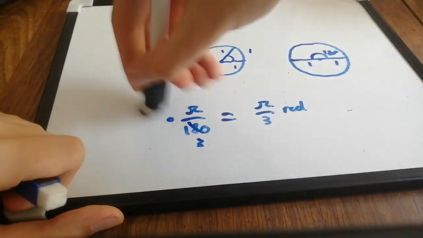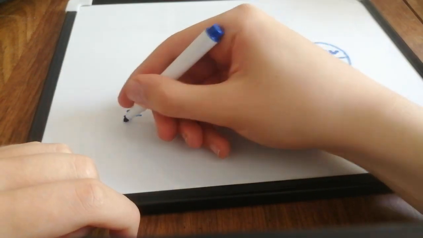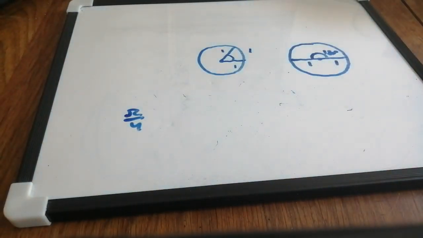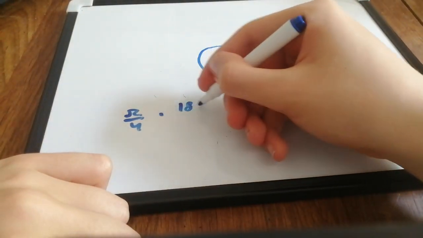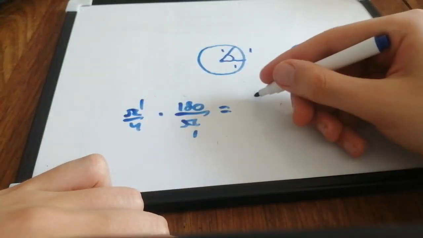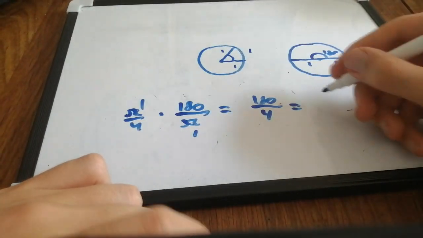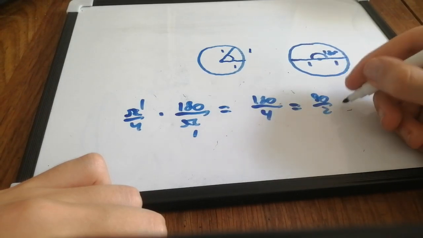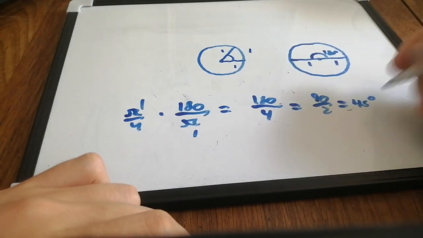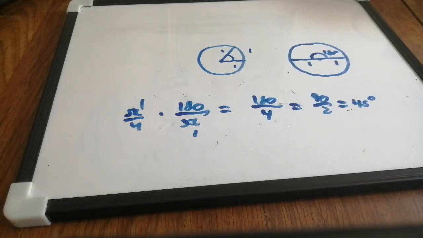Now let's say we wanted to do the opposite. So let's say we had pi over 4 radians, and we wanted to write that in degrees. Remember, for converting from radians to degrees, we multiply by 180 over pi to get rid of the pi. So we cross the pi's out, and then we're just left with 180 over 4, which we can simplify to 90 over 2, and then again to 45 degrees. So that is how you convert between radians and degrees, and also remember to round it to the appropriate significant figures always when you're doing radians.